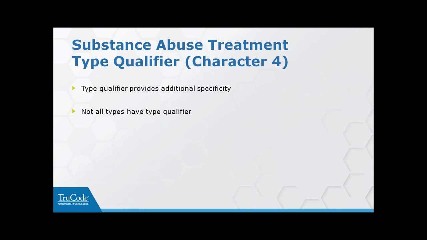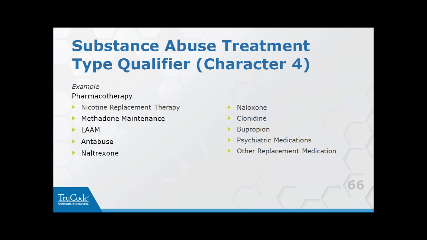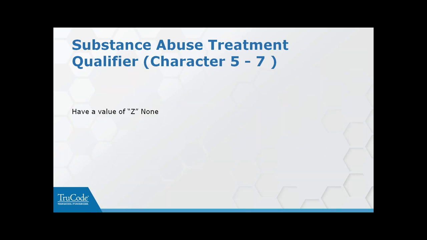Character 4 is going to be the type qualifier. Again, not all types are going to have that. And here are some examples when you do. When you go through pharmacotherapy, specifically what is it we're using? Nicotine replacement therapy, methadone, and then there's other types as well. So that's the thing that typically is found in the chart documentation, but we need to know what type of qualifier, what type of pharmacotherapy we're actually doing for the patient. So it can be real specific there as well.